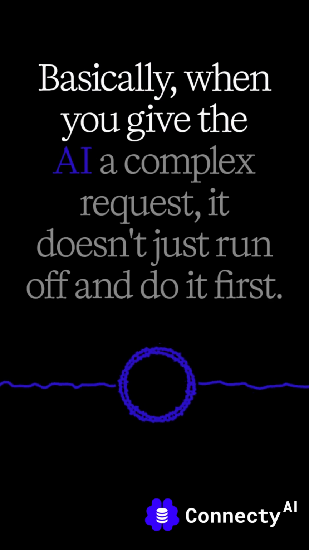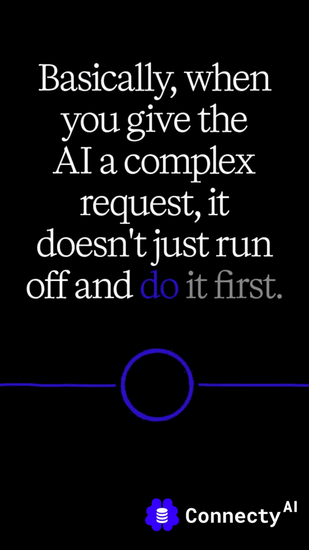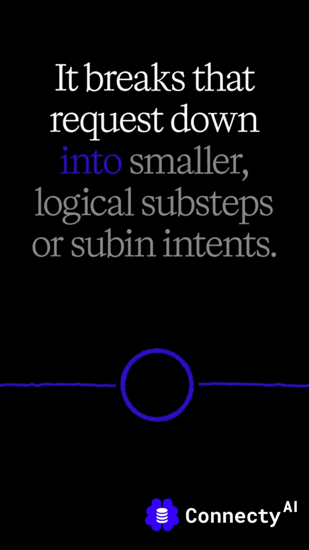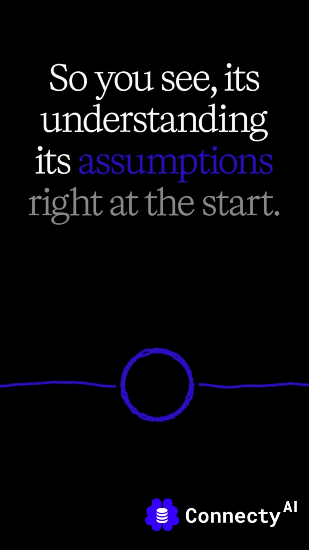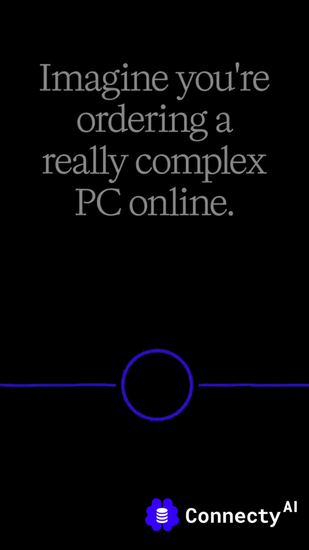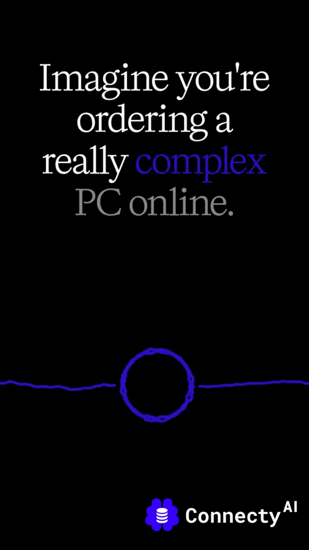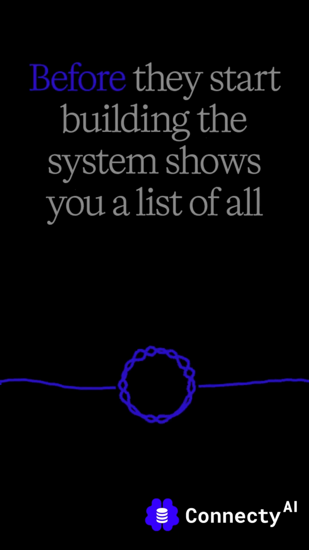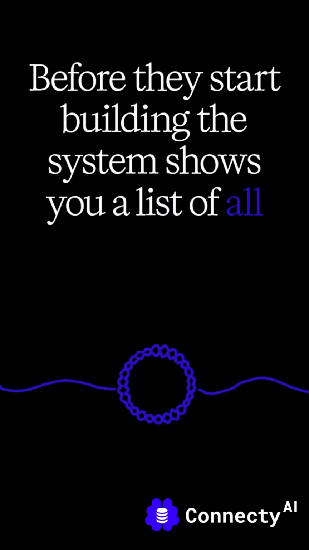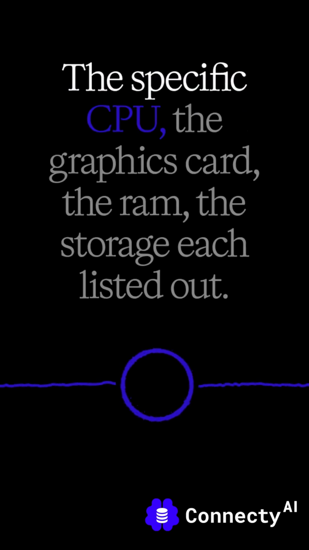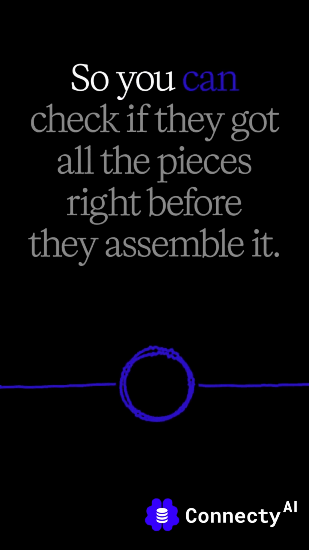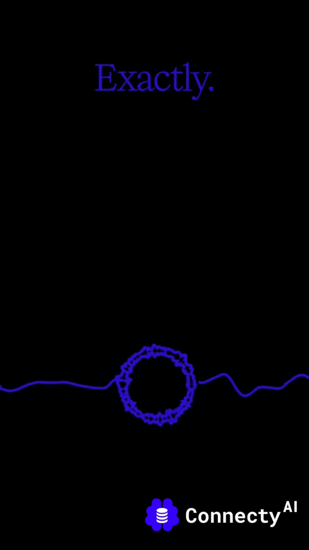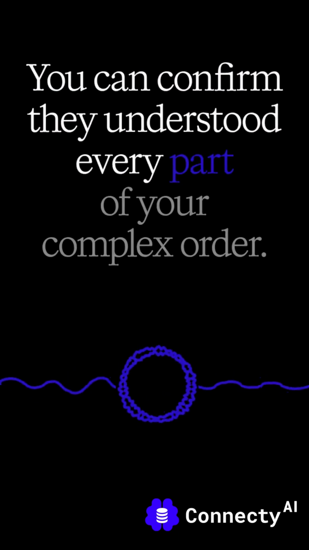Basically, when you give the AI a complex request, it doesn't just run off and do it. First, it breaks that request down into smaller, logical sub-steps or sub-intents. And it shows you this breakdown before it acts. So you see its understanding, its assumptions right at the start. Okay, give me an analogy for that. Imagine you're ordering a really complex, custom-built PC online. Before they start building, the system shows you a list of all the individual components you selected, the specific CPU, the graphics card, the RAM, the storage, each listed out. Okay. So you can check if they got all the pieces right before they assemble it. Exactly. You can confirm they understood every part of your complex order.